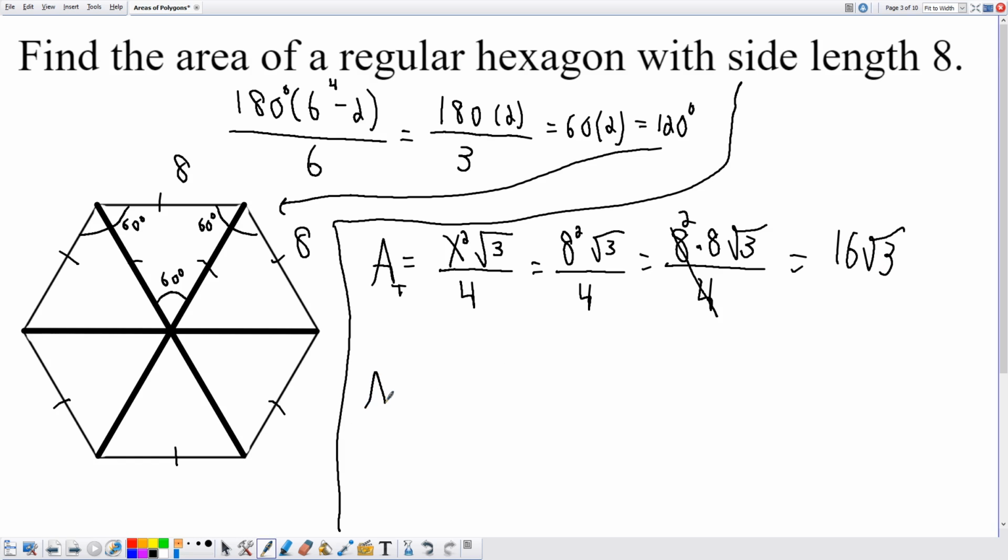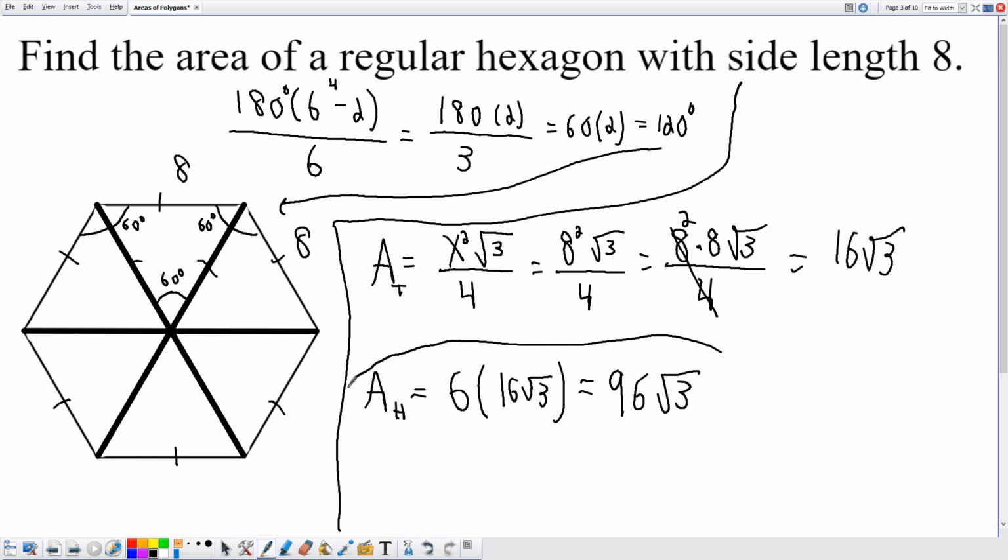So the area of the hexagon in this case, which I'll label A sub h, well, we have 6 triangles in the problem, so it would be 6 times the area of the triangle, which we know is 16 times the square root of 3. And 6 times 16, well, 6 times 10 is 60, 6 times 6 is 36, 36 and 60 becomes 96, and then we have our square root of 3. And that becomes our answer.